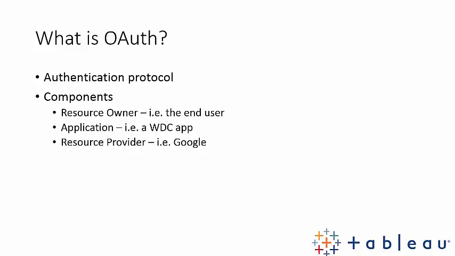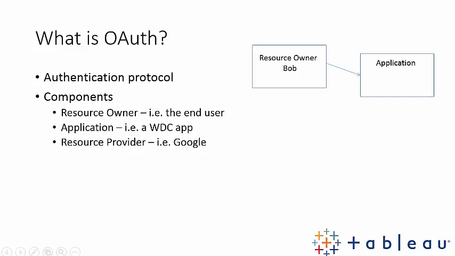There are two versions of OAuth, 1.0 and 2.0. We will be using 2.0 in this tutorial. This is a simplified view of what the OAuth flow looks like. There's a resource owner, let's call him Bob, who will go to an application, your Web Data Connector. The application will then send Bob to the resource provider and ask him for specific permissions for different resources. So, in this case, the WDC would like access to Bob's photo.